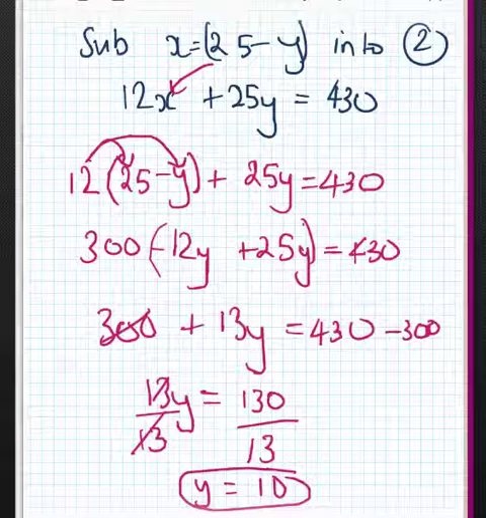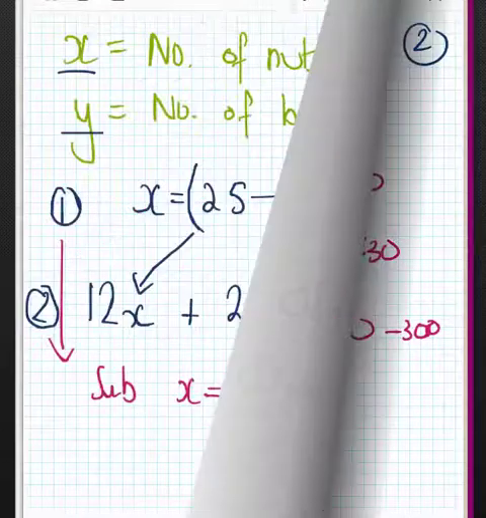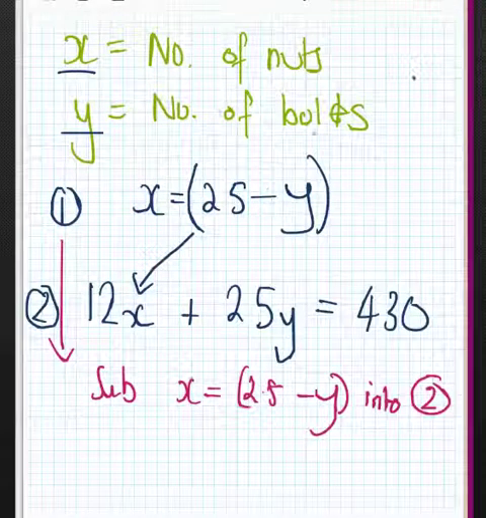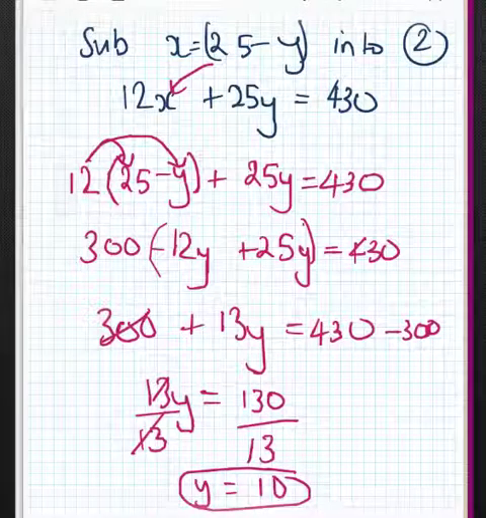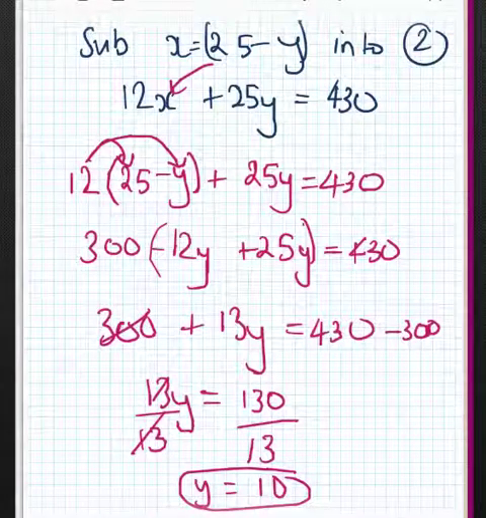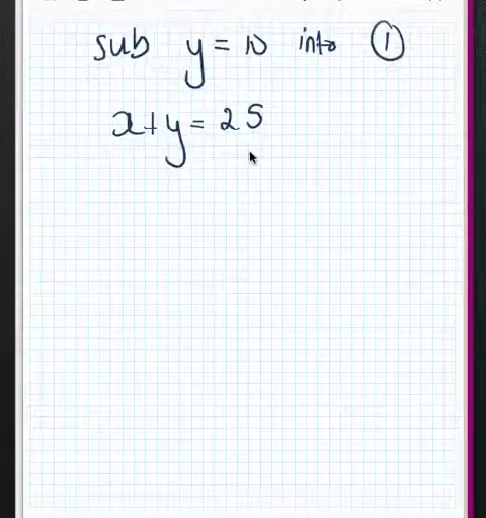So now y equals 10. We know y represents, in our problem, the number of bolts. So the number of bolts this person has purchased so far is 10 bolts. Okay, so now we're going to substitute this into either equation 1 or equation 2 to find the number of nuts they purchased. Pick the easiest equation. So I'm using equation 1.